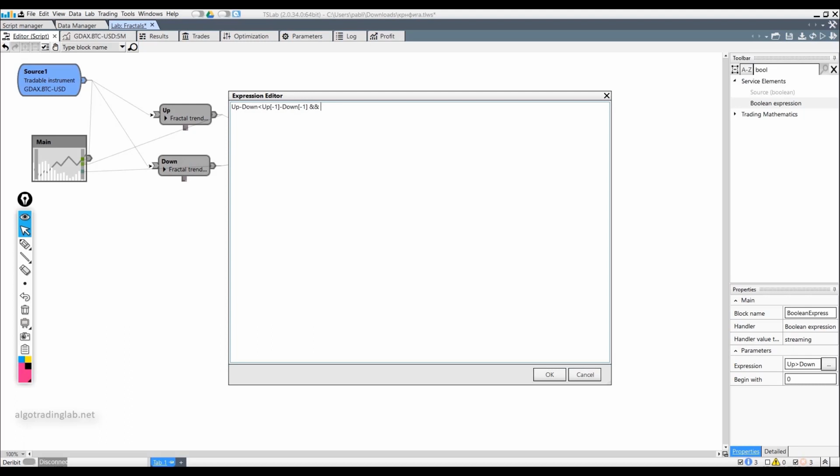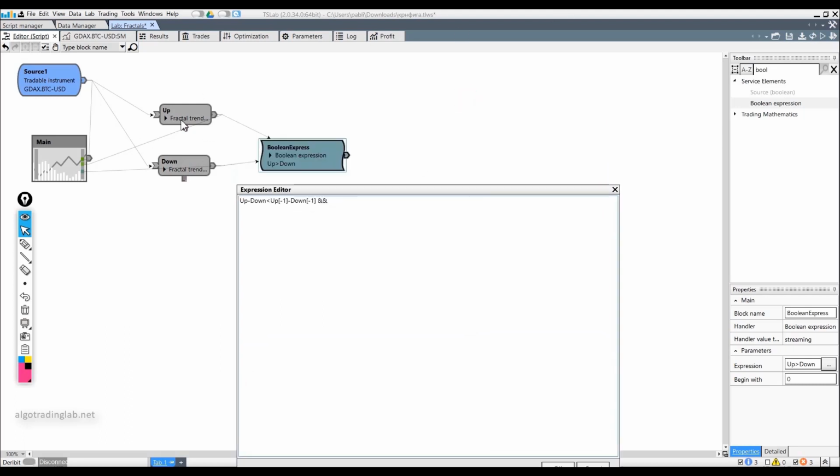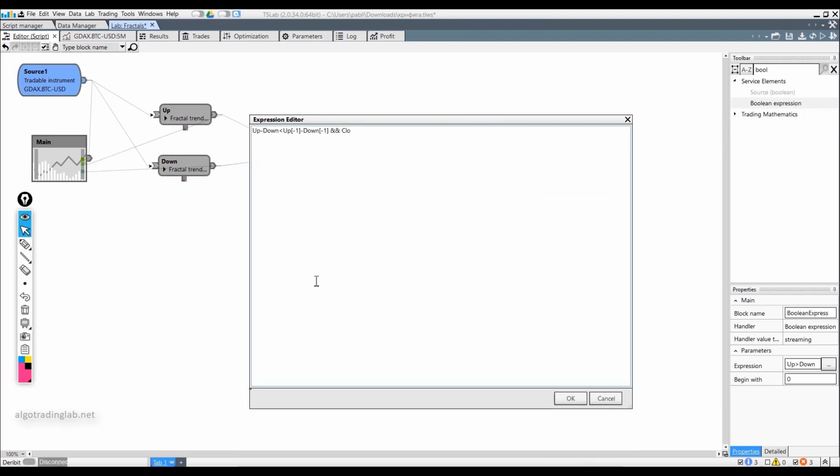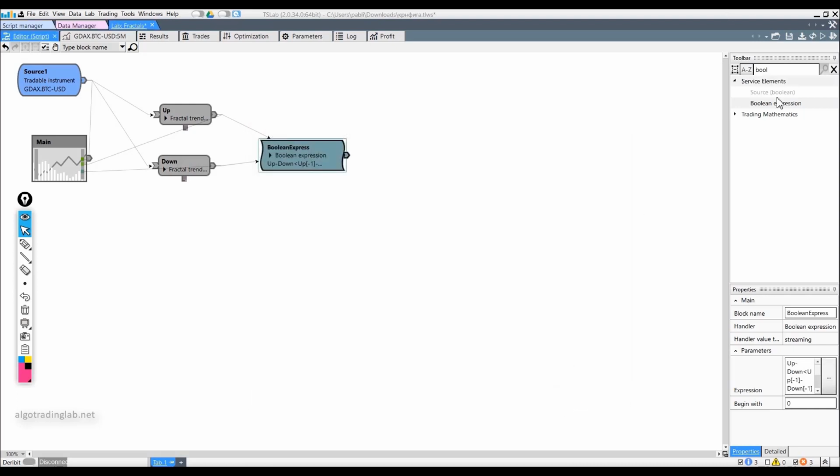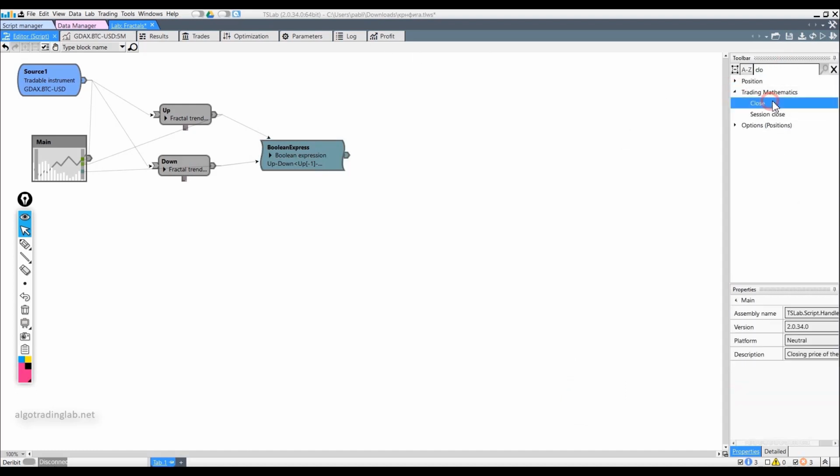The second condition is that the current price must be within these lines. So we will write close is less than the top line and at the same time is more than the bottom line. Okay, we need to add a close block to the script. We will connect everything and display it on the chart as a histogram.